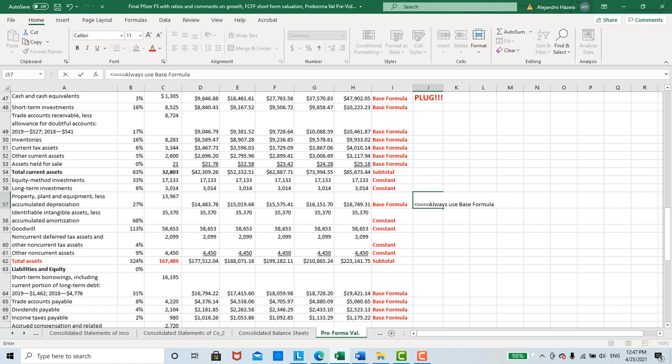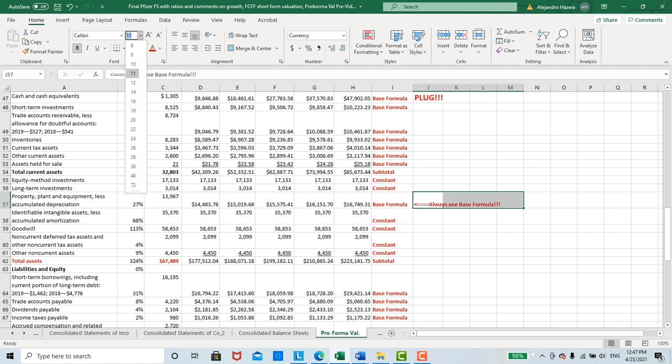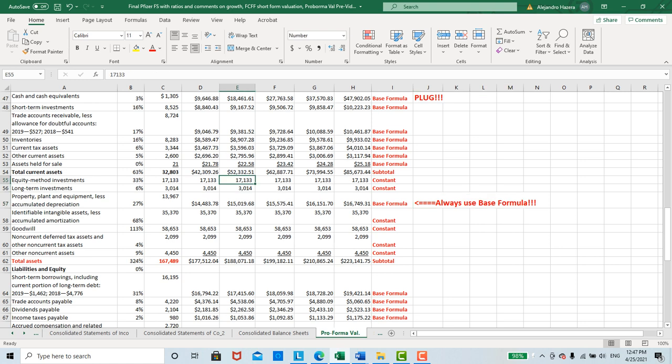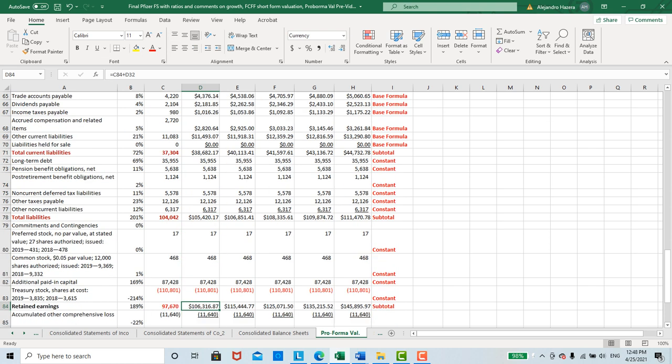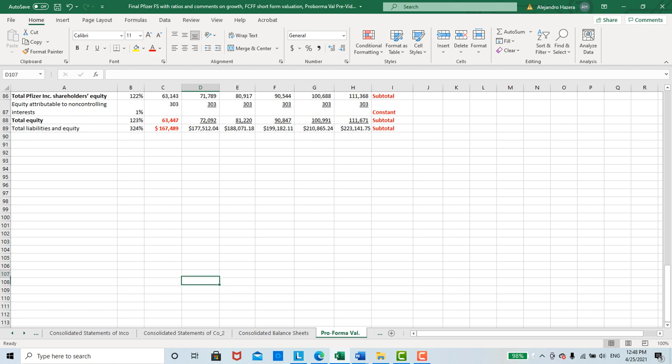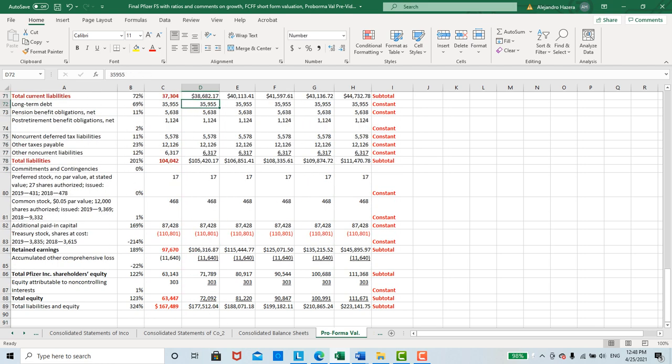And then we'll be ready to start with our balance sheet. And once again, I'm going to put this in bold red and make big letters. Always use the base formula. Okay, for other non-current items, you can hold them constant, generally speaking, unless you know what's going in there. Because debt is a managerial decision as to how you're going to finance, not how you operate your business. Okay, which relates to sales.